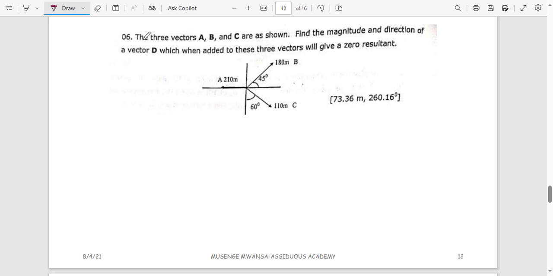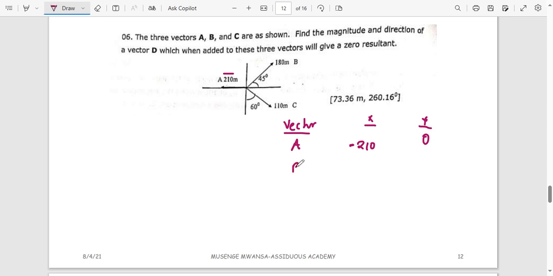Question 6. The three vectors A, B, and C are as shown. Find the magnitude and direction of vector D, which when added to these vectors will give a resultant of 0. So again, we're going to write the vector, the x component, and the y component. Vector A, you can see it is on the negative x-axis. So this very component is the x component, but put a negative there because it's on the negative x, so negative 210. The y component of vector A is going to be 0 because it is on the x-axis.